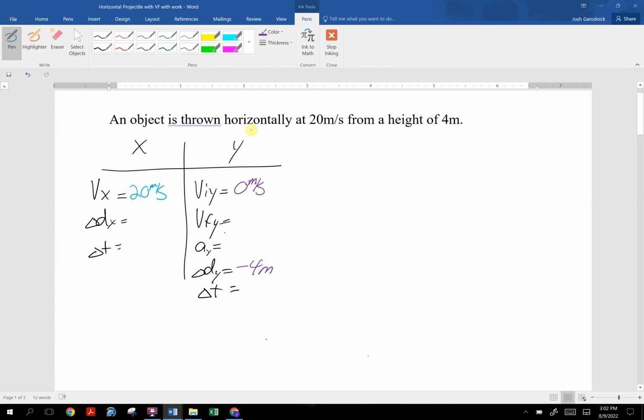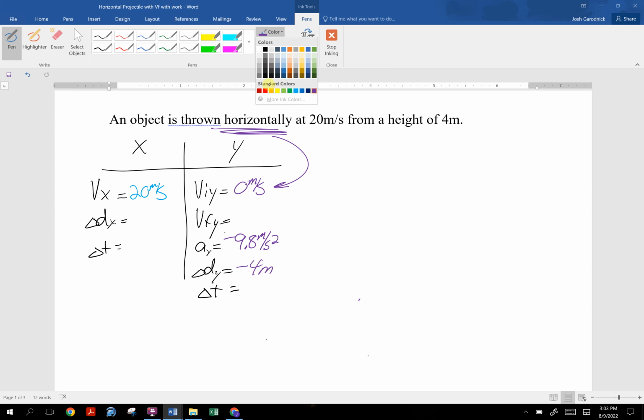You know how I know that? Because it's thrown horizontally. So initially, at the moment of release, it's not going anywhere vertically. We also know, as a given on the surface of our planet, that the vertical acceleration will be negative 9.8 meters per second squared. All right, now we're ready to go. I wonder how long it's in the air, how far does it go, what its final vertical velocity will be, and what angle it makes when it hits the ground. So let's get to it.